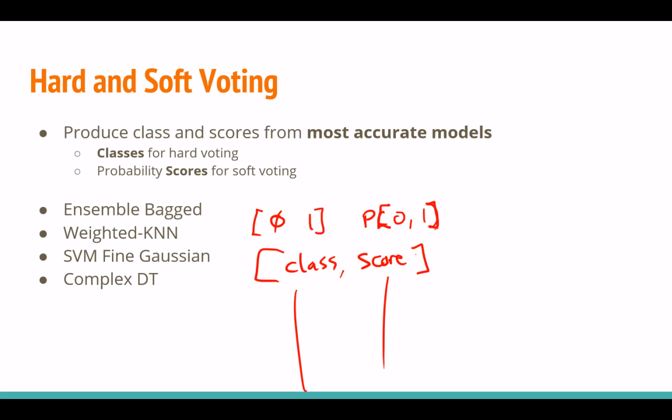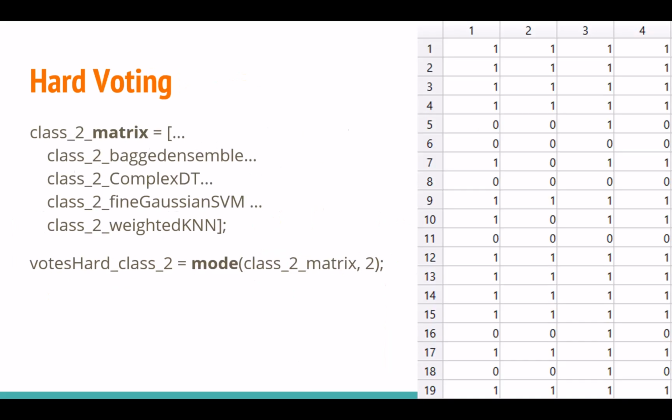That should be brackets. We explore the 4 models: ensemble, weighted KNN, SVM, and complex decision tree. And here's our hard voting. What we do is we just find the mode of each row. In other words, majority wins. Here the result, because there's only one number 1, the majority rule would say that's a 1. Here the majority would say that's a 1. That should be a 0. Sorry, I misspoke. Simple enough.